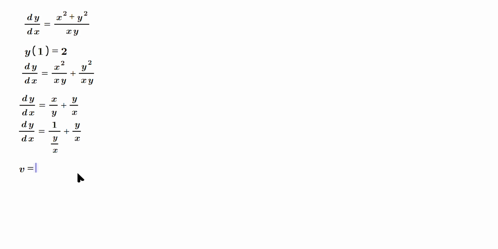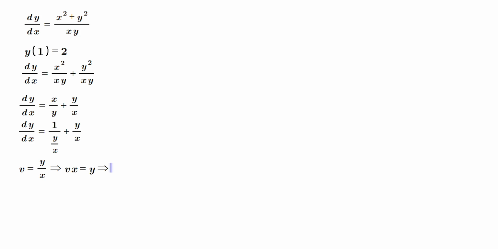v is equal to y over x at this step. That's the key step, really. And then you can recreate the equation, well, this part right here, as vx is equal to y. But remember, this v is like a function of x. It's like v of x.